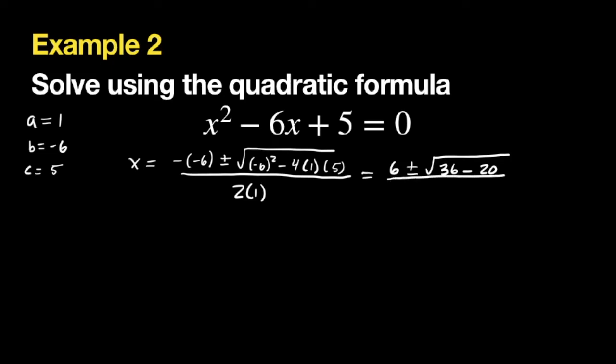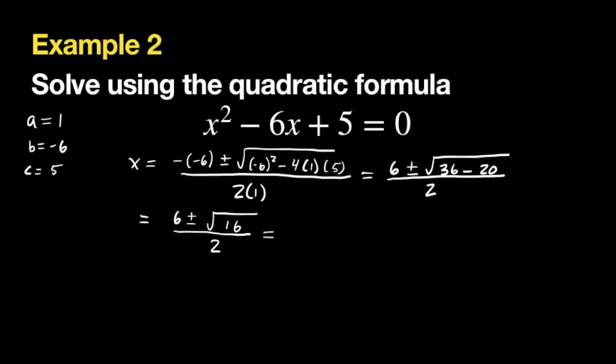And everything is going to be divided by 2 times 1, so 2. For the next step, we're going to simplify what's inside the parentheses, inside the square root. So we're going to do 6 plus or minus the square root of 36 minus 20, which is going to give us 16, divided by 2.